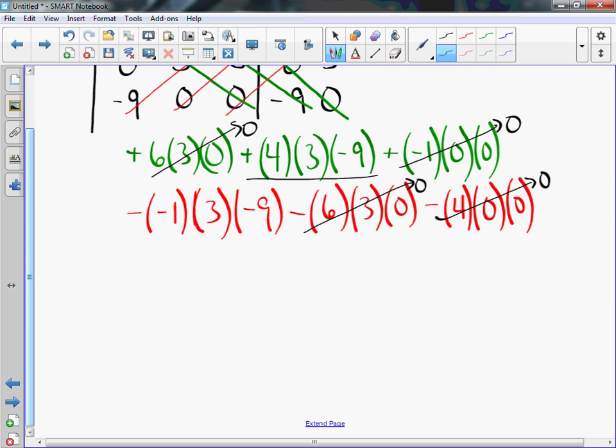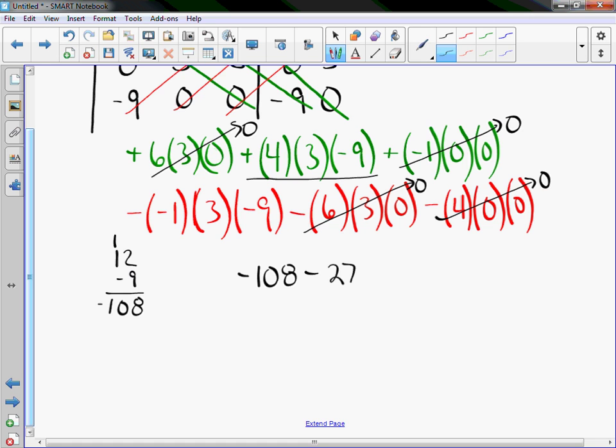The second term here, 4 times 3 times negative 9. So that's 12 times negative 9. 4 times 3 is 12, and 12 times 9 is 108, so negative 108. And then I also have minus negative 1 times 3 times negative 9. Negative 1 times negative 9 is positive 9. 9 times 3 is 27. So this is minus positive 27.